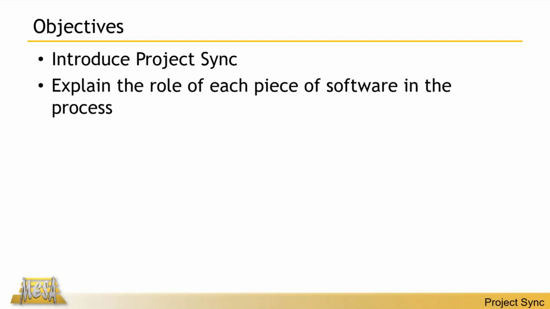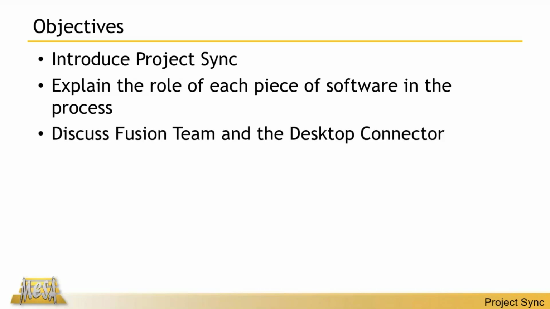So my objectives for what we're going to take a look at: I want to introduce Project Sync, what it is, how it came about, what its purpose is. I want to explain the role of each piece of software in the process. We're going to have 4 main players: Vault Professional, the job processor, the desktop connector, and the Fusion Team Hub, Fusion Team site. We're going to talk about what each of those do.